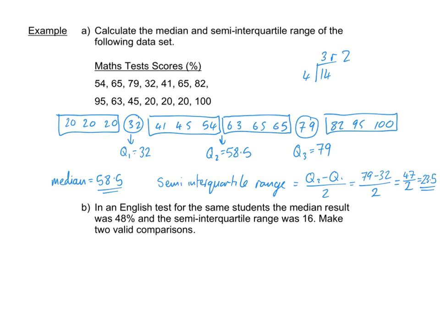Now, in part B here, it's giving me information about another test that the same set of students sat. So in an English test for the same set of students, the median result was 48% and the semi-interquartile range was 16. Make two valid comparisons. What I want to do here is take the median first and compare the 48% median value for the English test with the 58.5% median value for the maths test.